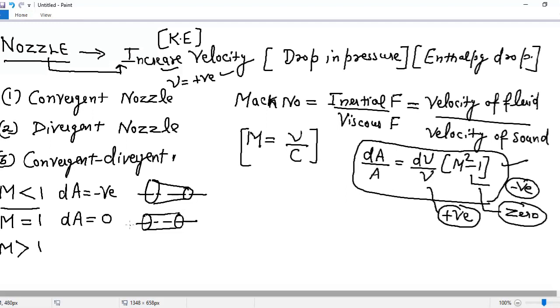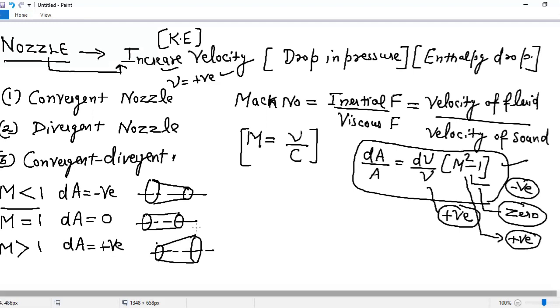Then we have a third case, which says that M is more than 1. If M is more than 1, obviously this term in this case will be a positive value, and this we are already trying to keep as a positive value. In this case, the value of dA, change in area, is going to be a positive value. It means your area is increasing. So initially it is going to be of smaller area, and with the passage the area of cross-section will increase in this type of case.